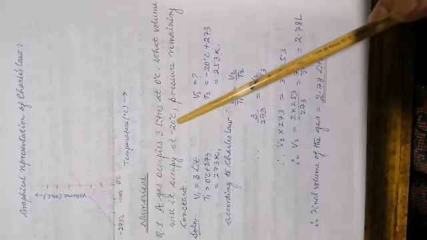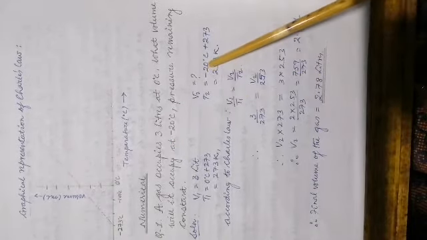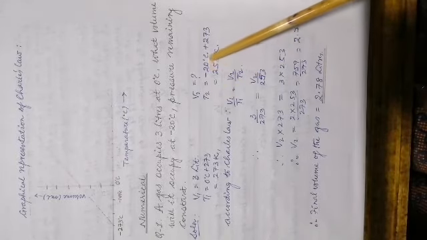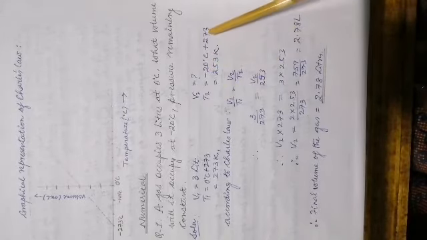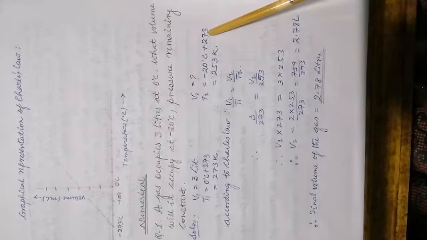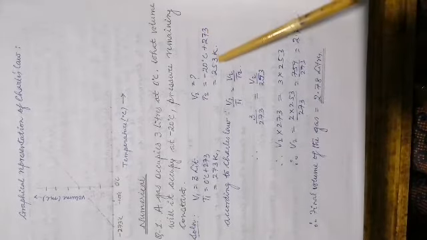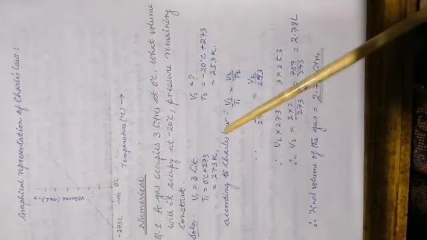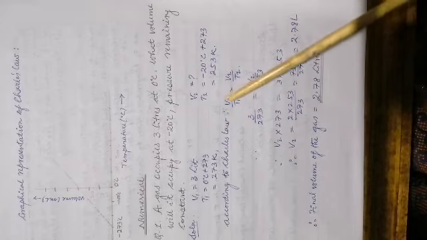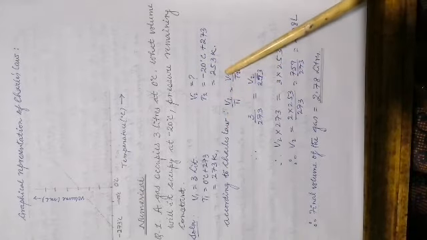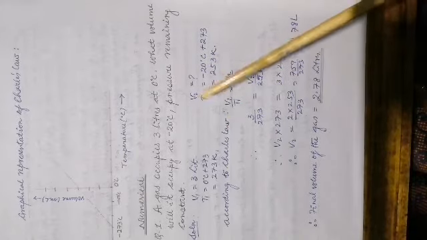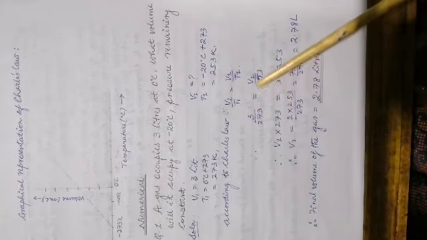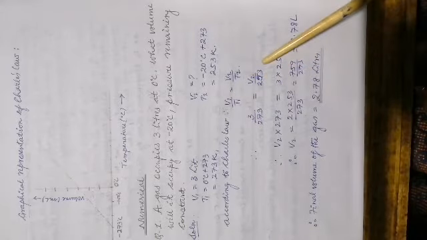The final temperature is minus 20 degrees Celsius. Therefore, T2 equals minus 20 degrees Celsius. I converted into Kelvin, so I have added plus 273. How much do I get? 253 Kelvin. According to the Charles' law equation, V1 by T1 equals V2 by T2. Now I will substitute the values. So 3 upon 273 equals V2 upon 253.